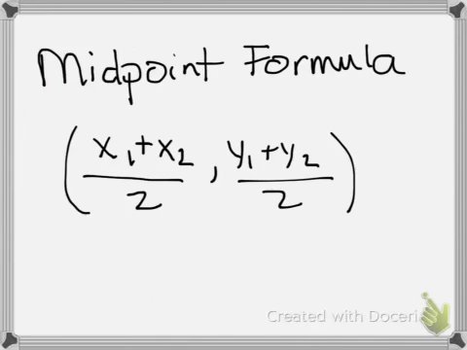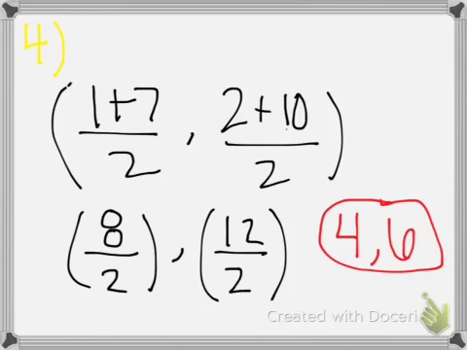If you look on your sheets, you'll see that the midpoint formula is x1 plus x2 over 2, comma, y1 plus y2 over 2. So an example of the midpoint formula would be 1 plus 7 over 2, which is x1 plus x2. And then for the y's, you'd have 2 plus 10 over 2. When you do that, the x's equal 8 over 2, while the y's equal 12 over 2, and the answer would be 4, comma 6. That'd be the point.